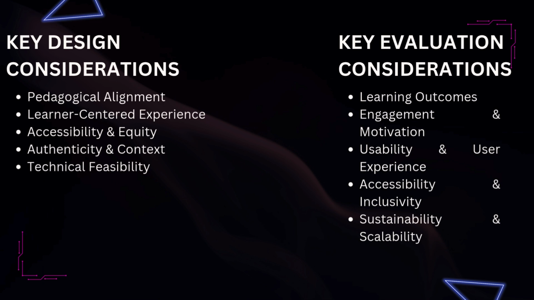Next, we have accessibility and equity. We need to ensure that these learning environments are accessible to all students, regardless of their abilities or backgrounds. This is essential for creating a fair and inclusive educational landscape.